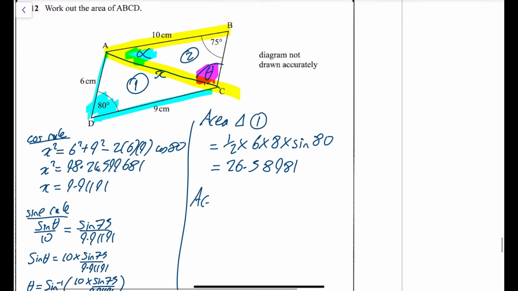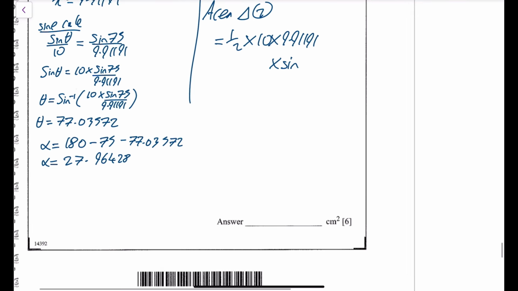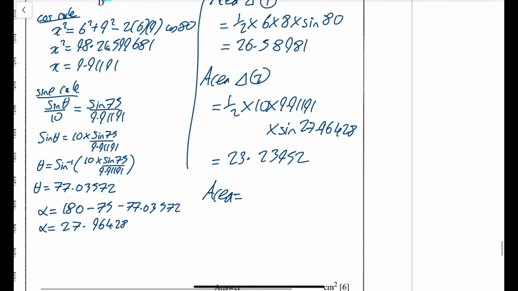My area of triangle 2 then is a half times my side, which is 10, times my other side, which was my x there, 9.91191. You can just see it on the left-hand side of the screen. And that's being multiplied by sine of this angle at the bottom, 27.96428. So when I banged that all into the calculator, I got 23.23952.